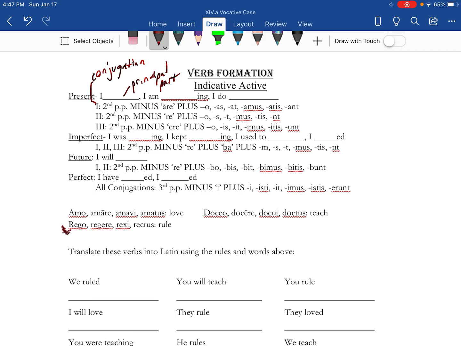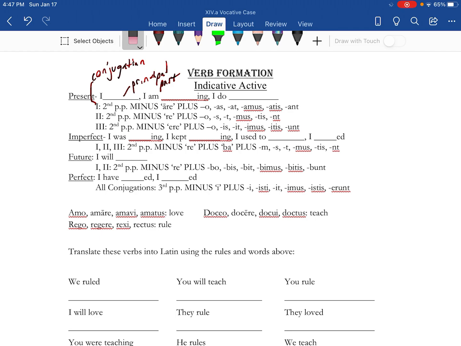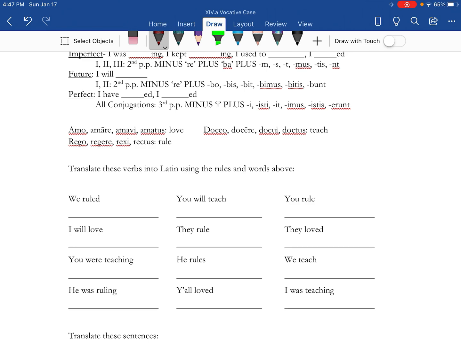We'll be focusing on those three verbs to help us sort out everything that's going on down here. We ruled. Ruled is perfect tense, which is right here, and it says all conjugations. Third principal part, which we're looking at is rexi, minus the i, and it says plus erunt. Which one of those is we? That's going to be imus, so we're just going to add that.